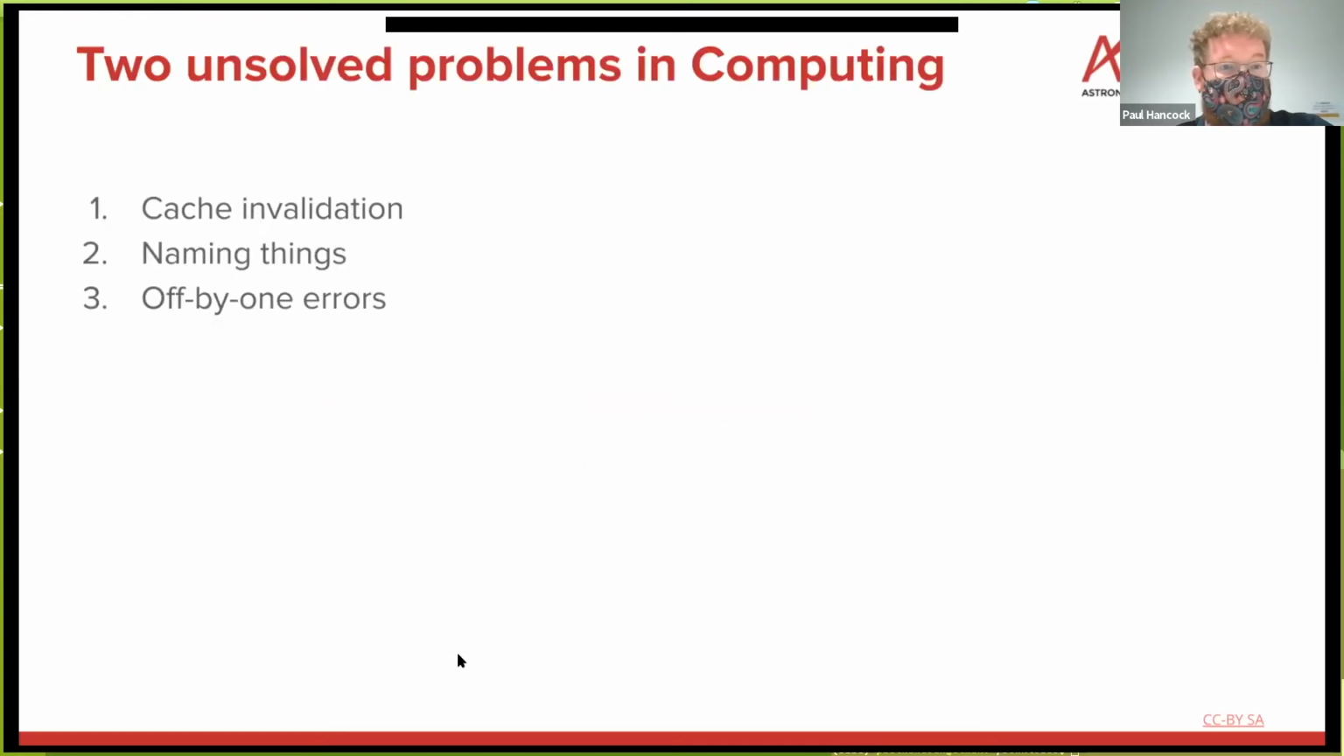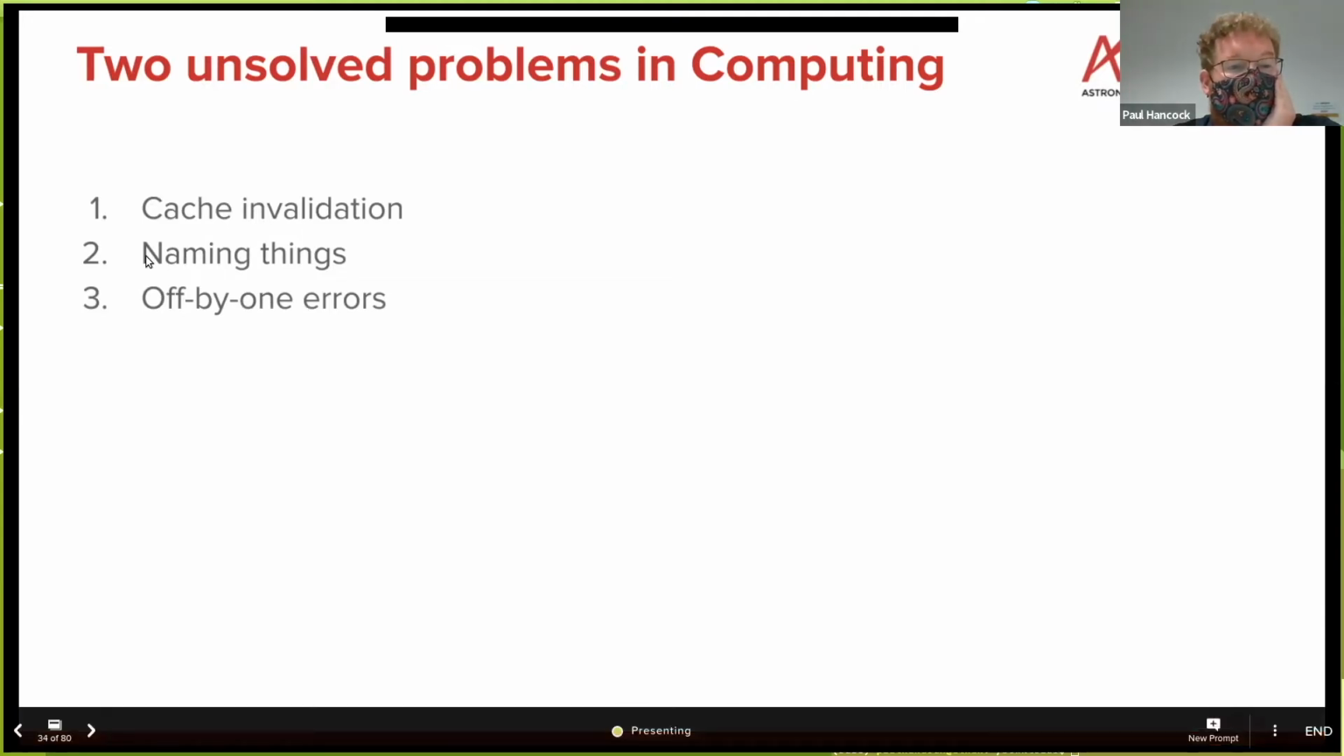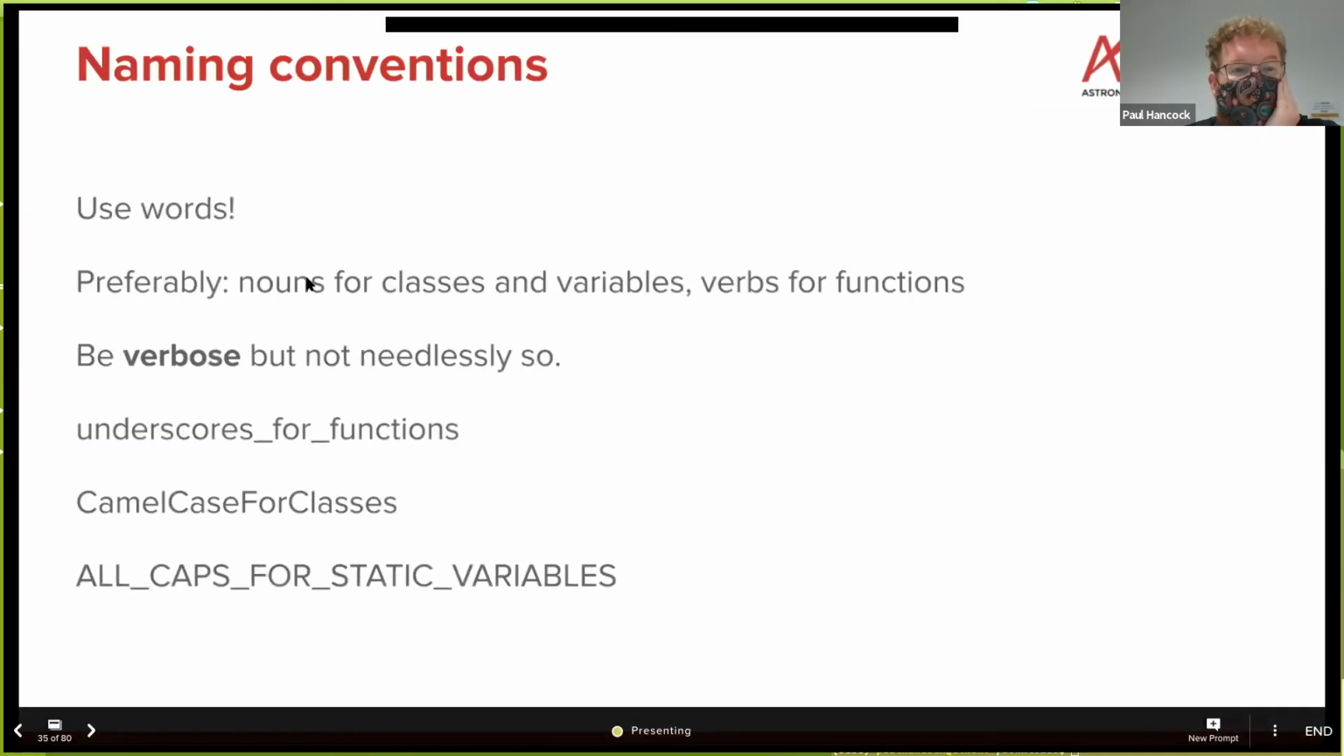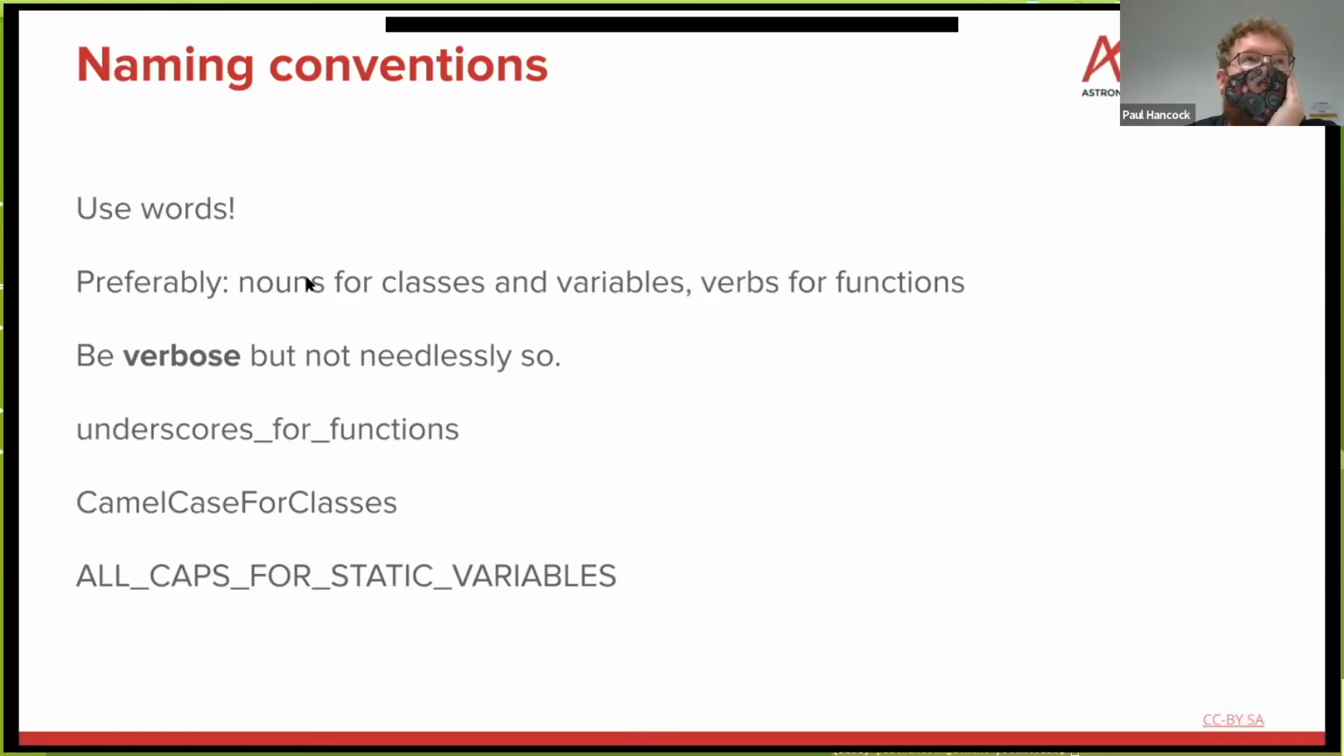Yep, so two unsolved problems in computing: cache invalidation, naming things, and off by one errors. Naming things seems like a really silly thing to mention, but the number of times that I have read through code where they've just got i as variables, and it makes it extremely difficult to understand what the hell is going on. So naming things is important.